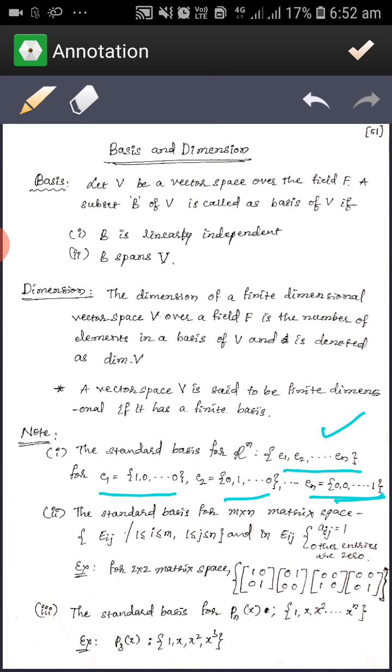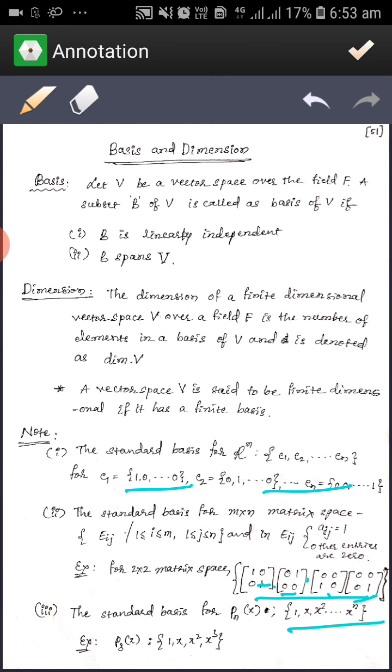Similarly, if you want to take the matrices, the first one is 1 0 0 0 with all other terms 0. Next 1 with all other terms 0, and so on. It is the same thing represented in matrix form. Similarly, for polynomials, the basis is 1, x, x squared, x cube, and it goes on like that.